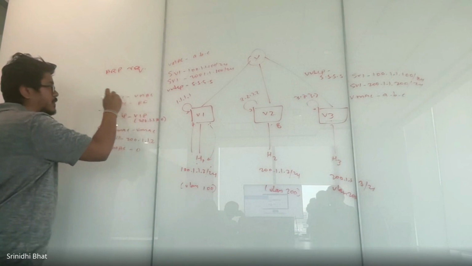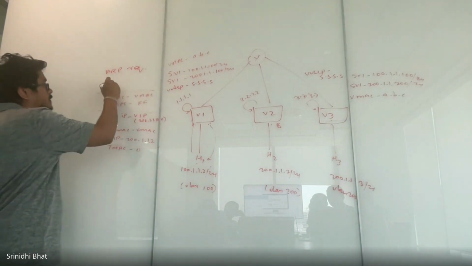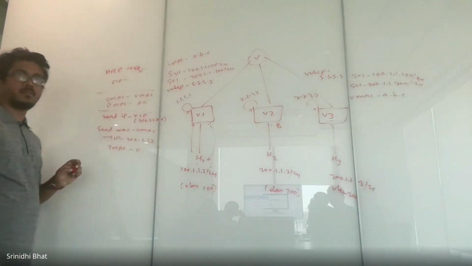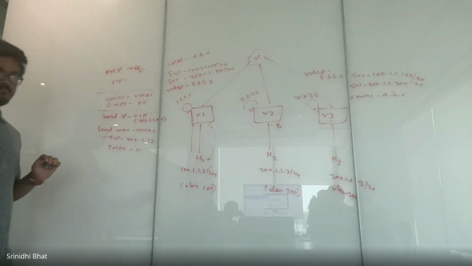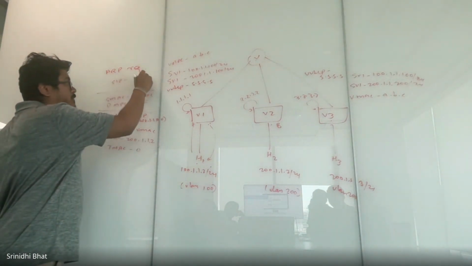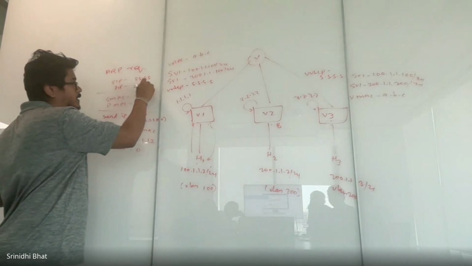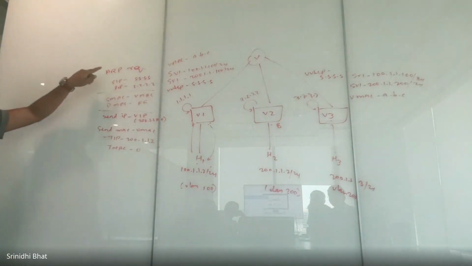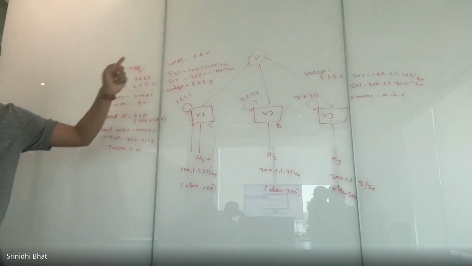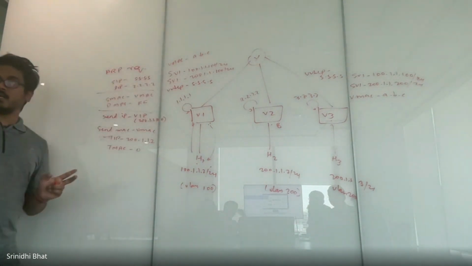Outer source IP क्या होगा? Source IP will be 1.1.1.1. Destination IP will be the flood IP. Outer source MAC will be physical MAC. Outer DMAC will be spine. Clear? Yes. Everyone? Yes.